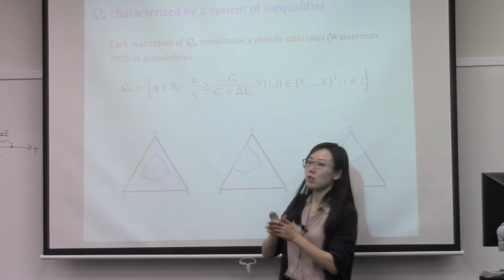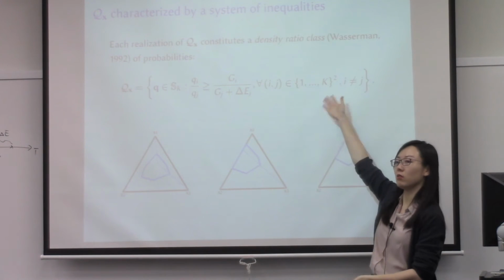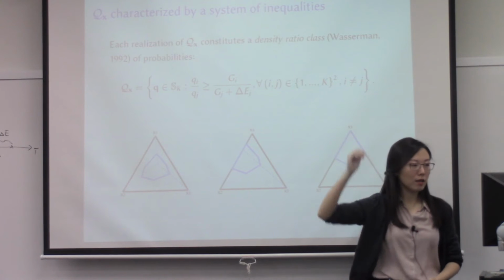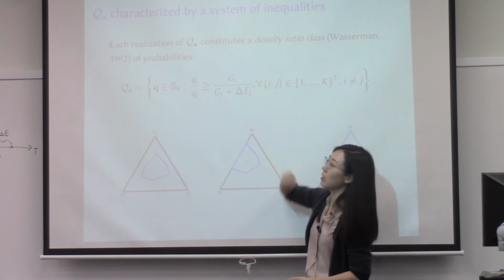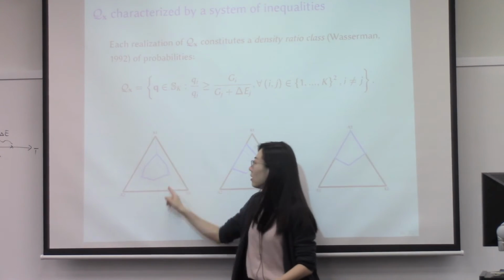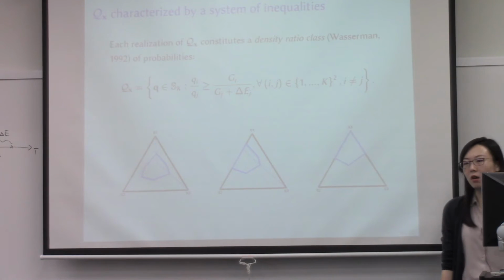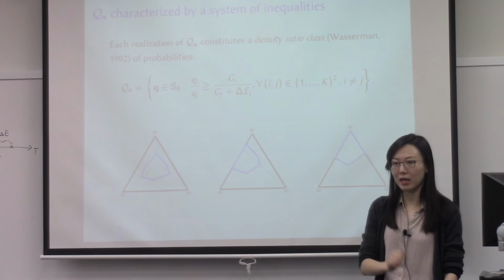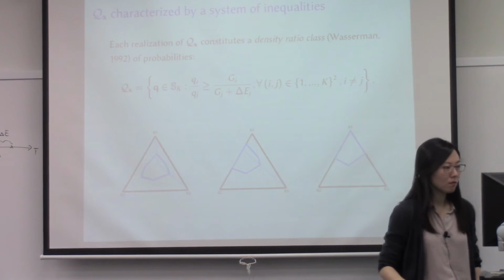So telling you about all of the sets of clamps that give you the hexagon is equivalent to telling you where exactly that Q of X is. And in fact, this shape is called a density ratio class. So every realization of the Q of X with the fixed set of clamps is called a density ratio class of probabilities on the K-discrete space.